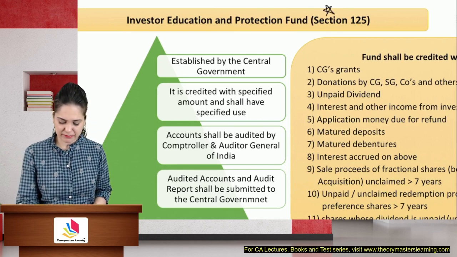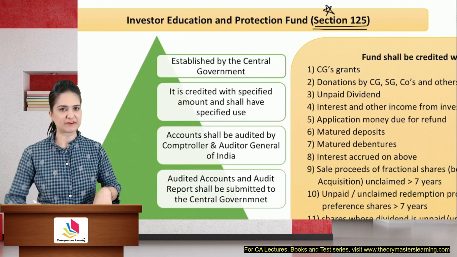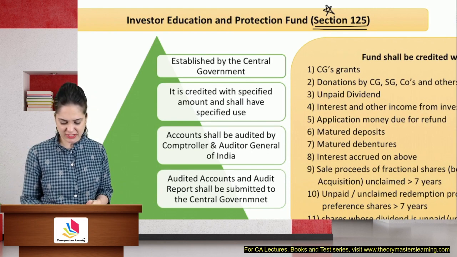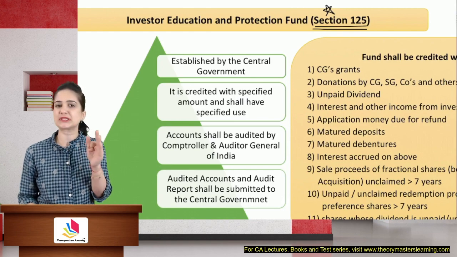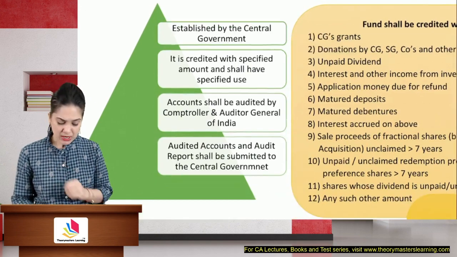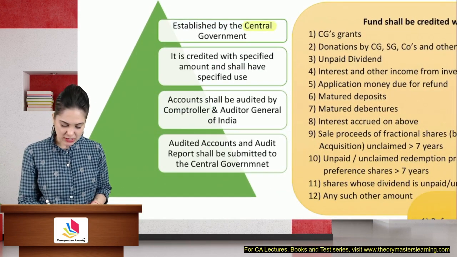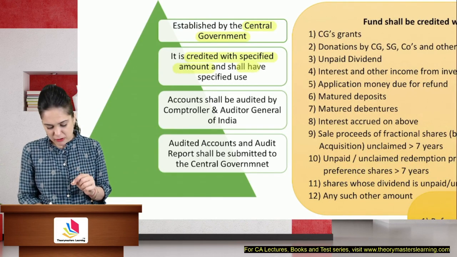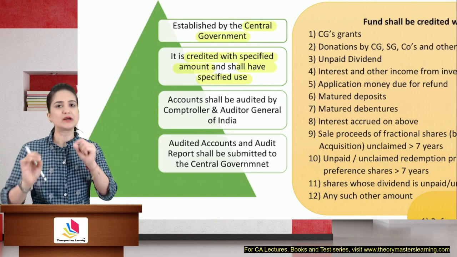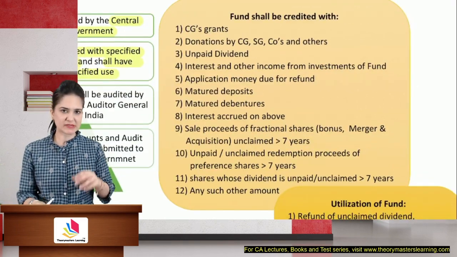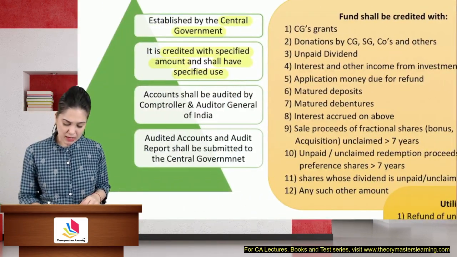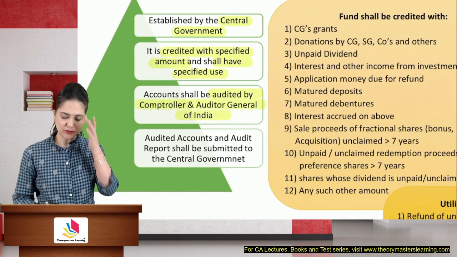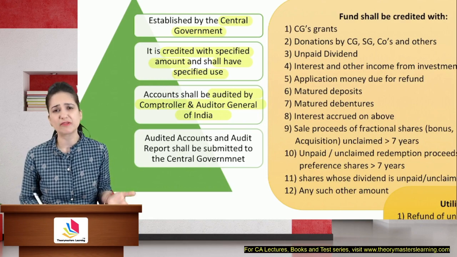First of all, the section number is important, section 125, Investor Education and Protection Fund. Now, this is a fund which is established by the central government. In case a question is asked in the exam, you need to give an introduction also. So, this is a fund established by the central government. It is credited with specific amounts and it also has specific use. What is credited, we will be studying shortly. The accounts are to be audited by the Comptroller and Auditor General of India, since it is a fund managed by the government.